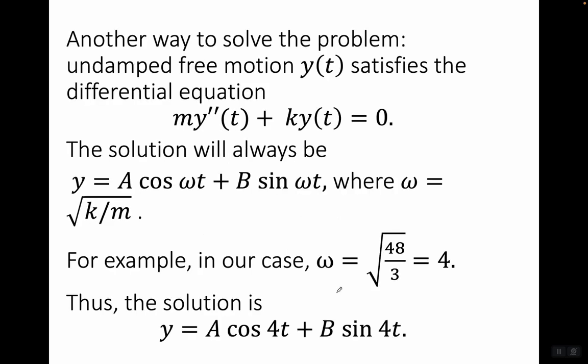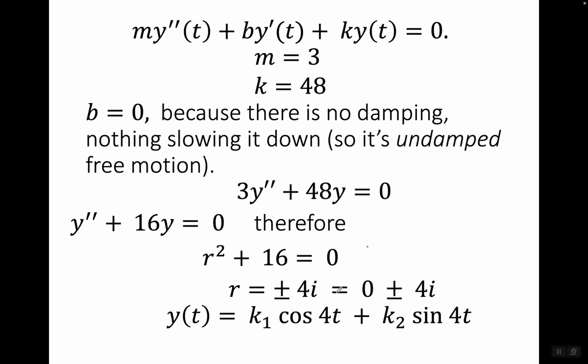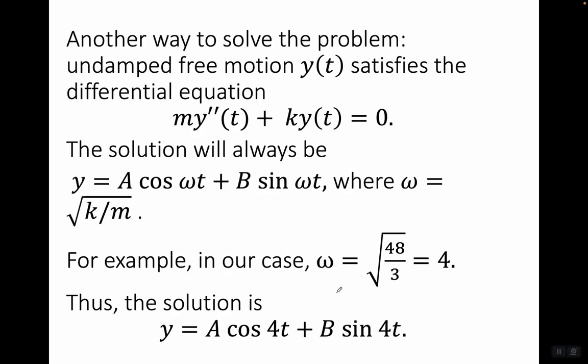Here's another way to solve the problem. Undamped free motion, that is when b equals 0, y of t satisfies the differential equation my double prime plus ky equals 0. The solution will always be y equals a cosine omega t plus b sine omega t, where omega, I know it looks like a w, but it's the Greek letter omega, where omega equals the square root of k over m. For example, in our case, omega is the square root of 48 over 3, which is square root of 16, which is 4. Thus, the solution is y equals a cosine 4t plus b sine 4t. That's the same as what we had a moment ago. We were just using a and b instead of k1 and k2, but same difference.